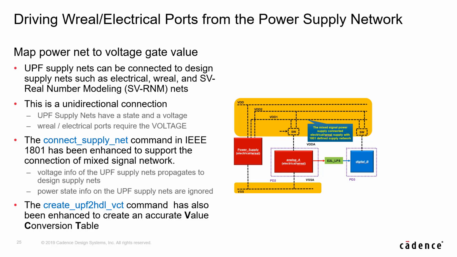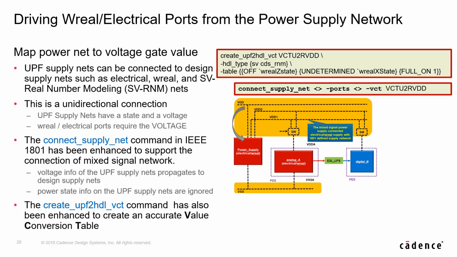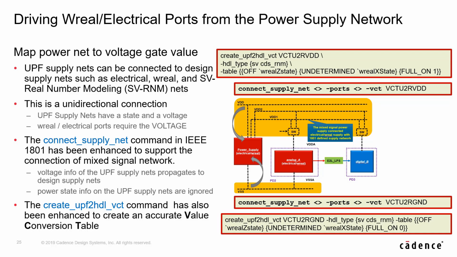To do that, we will use the 1801 command, which is create_upf_to_hdl_vct. How do you do that? Let's have an example. We simply say -hdl_type SystemVerilog CDS_real number modeling, and we give a table of WREAL, Z state, and so on and so forth. And we use this VCT when you connect the ports of your analog model to the supply net. Same thing for the ground, except that FULL_ON, of course, will be mapped to 0.